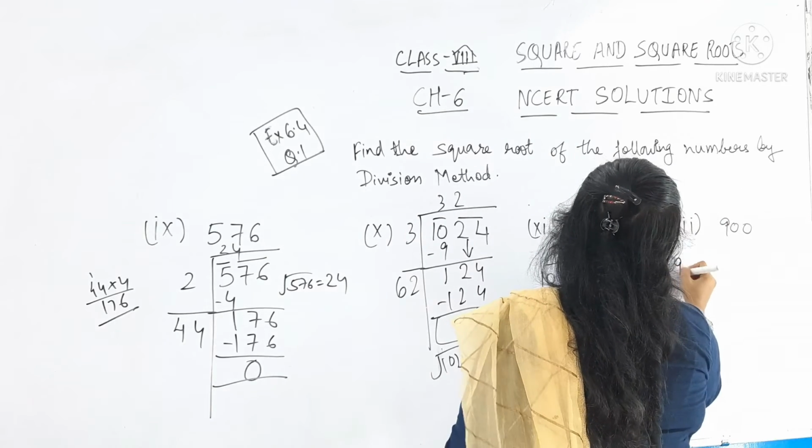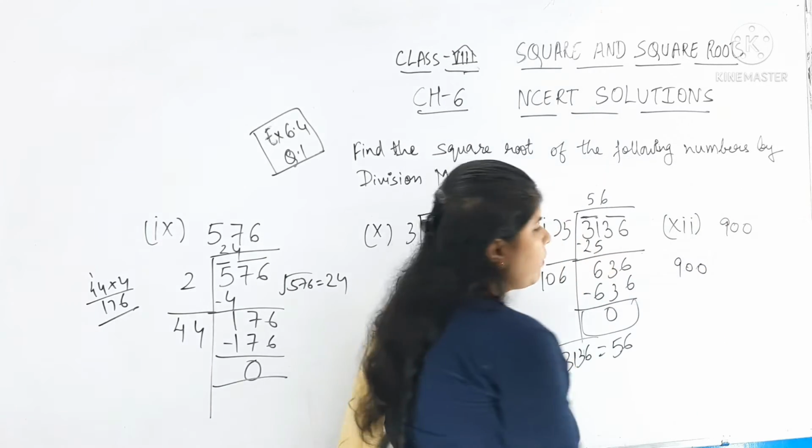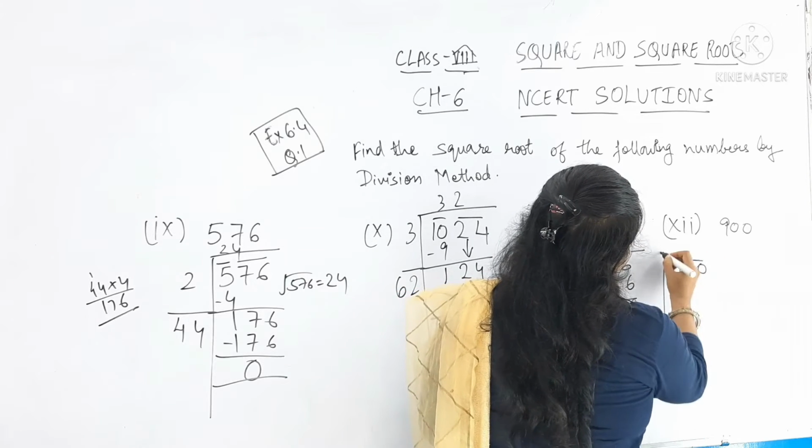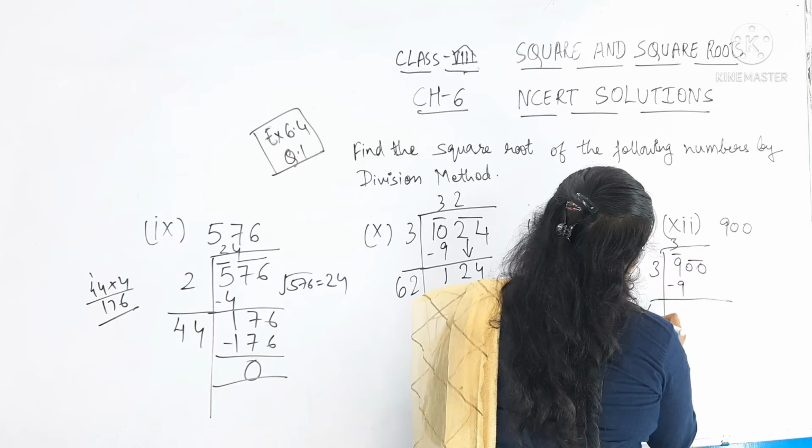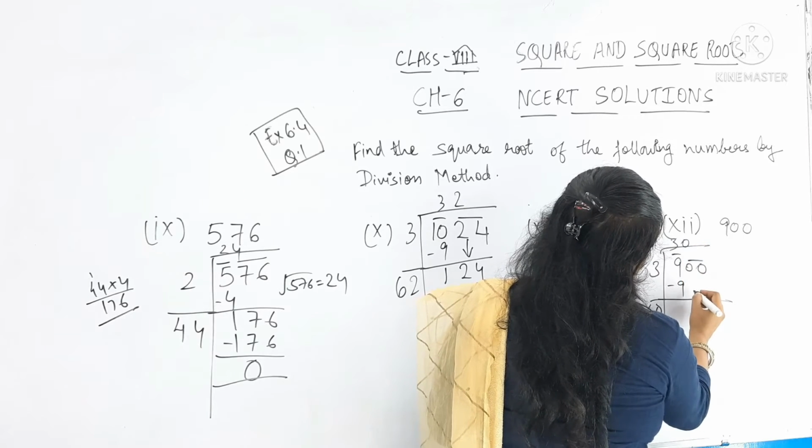Okay. Here 900, that is the 12th question. Here 0 0 and 9. So what is 3 3s are 9. Okay. 3 plus 3 is 6, zeros are 0.